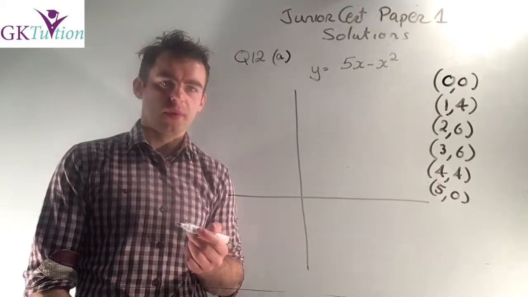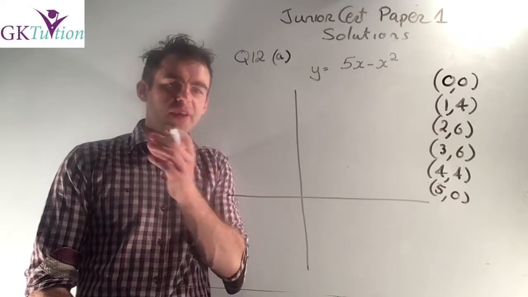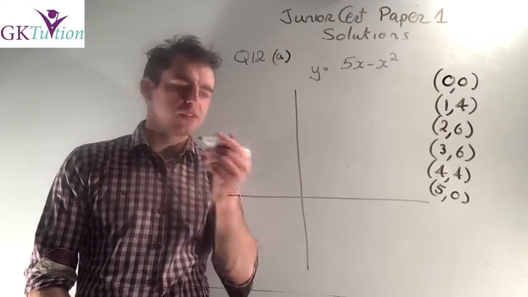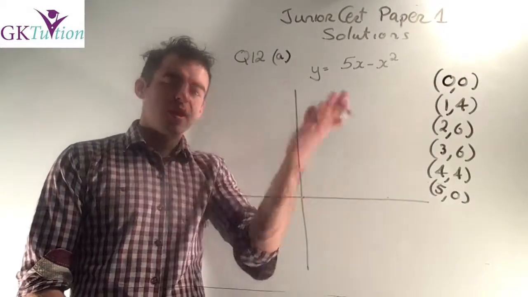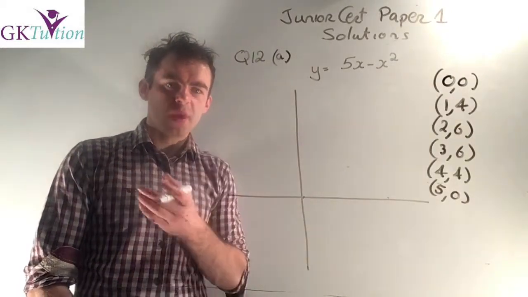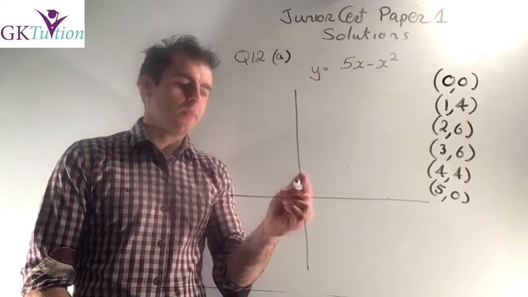The question says to come up with a suitable domain and draw a graph of the flight of the football. Now, the suitable domain, that means they're your x values. Basically it means you need to know what kind of x values you're looking for and find the corresponding y values. Now, you have to be very careful here.